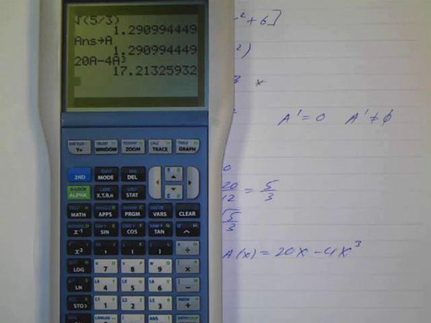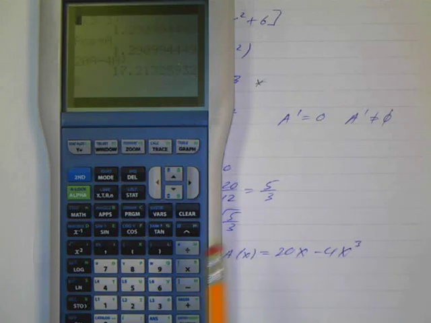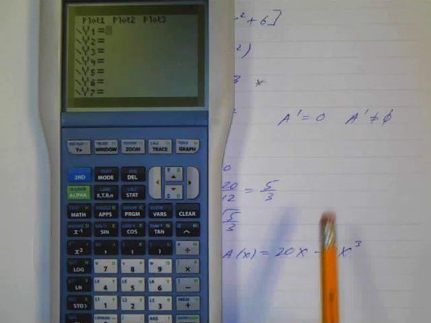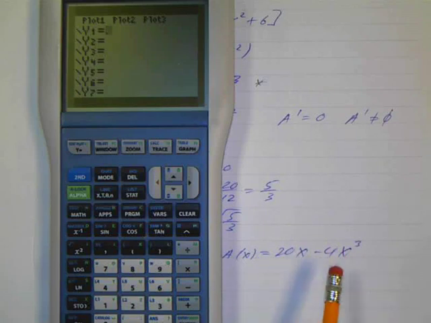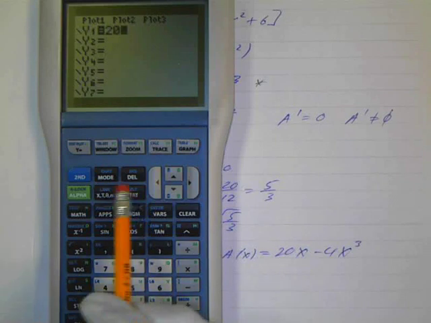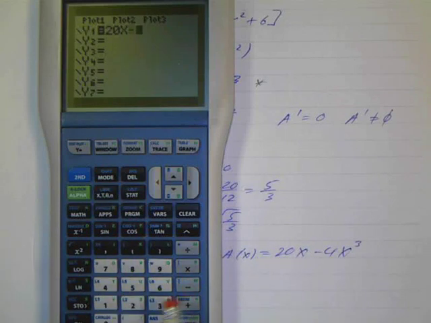So I'm going to clear all this stuff out. And what I'm going to do is put this function right here in my y1. So that's going to be 20x minus 4x squared. Now that's my function. Oops, sorry, x cubed. Math 3. Okay, so 20x minus 4x cubed. All right, so that's my function.